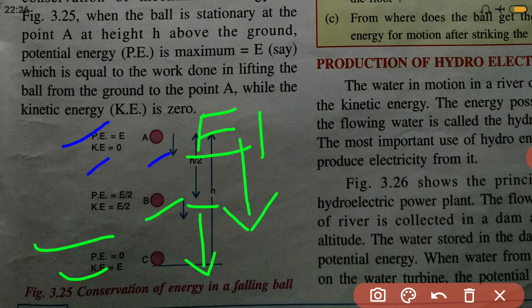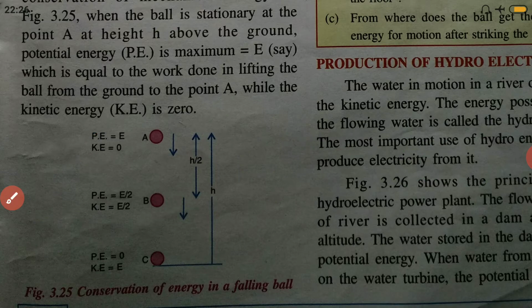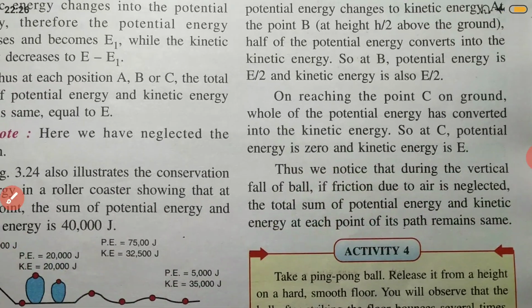E plus 0, I should get E, right, in the first case. Second case, half E plus half E, again I will get E. And third case, 0 plus E, again I will get E. I hope you understood this, right, during a free fall of a body.